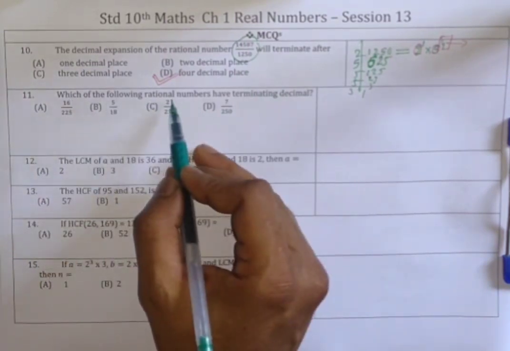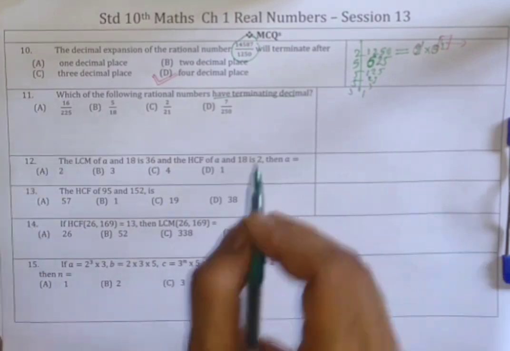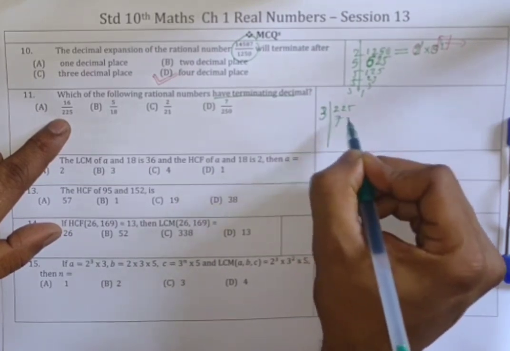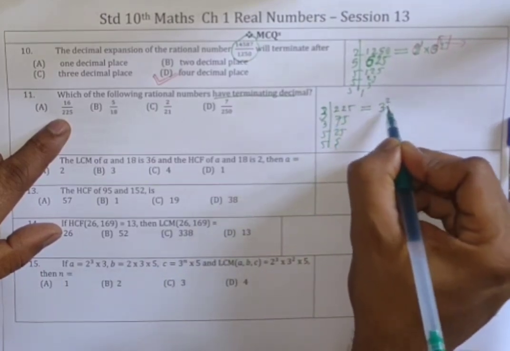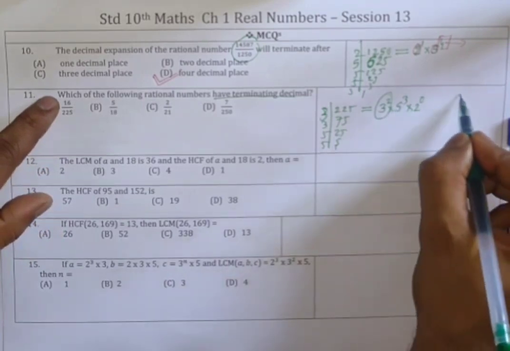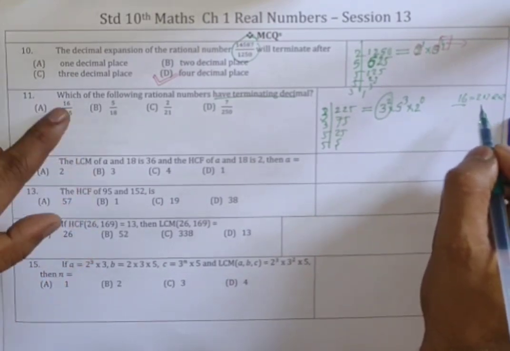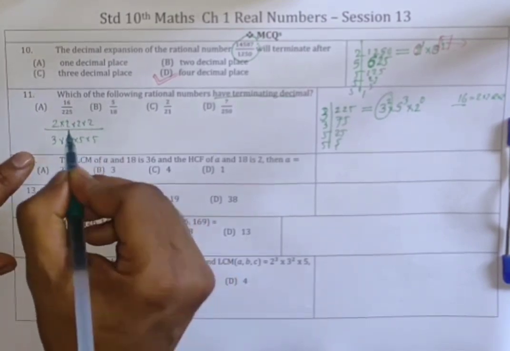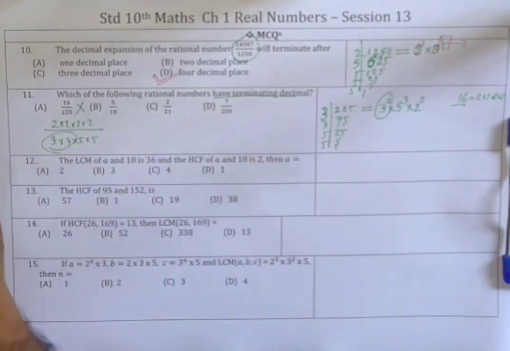Number 11. Which of the following rational numbers have terminating decimal? All right, check one by one. Which has a terminating decimal? Let's take the prime factors of 225: 3 goes, 3 sevens, 3 fives, 3 twenty-fives, 5 fives, 5 ones. So this can be expressed as 3 square into 5 square. Here we can write 2 raised to 0, this is kabab mein haddi, so you check the numerator: 2 into 2 into 2 into 2, it's 16. Nothing will cancel: on top 2 into 2 into 2 into 2, and below 3 into 3 into 5 into 5. It cannot be reduced, so this remains kabab mein haddi, so this is not a terminating one.